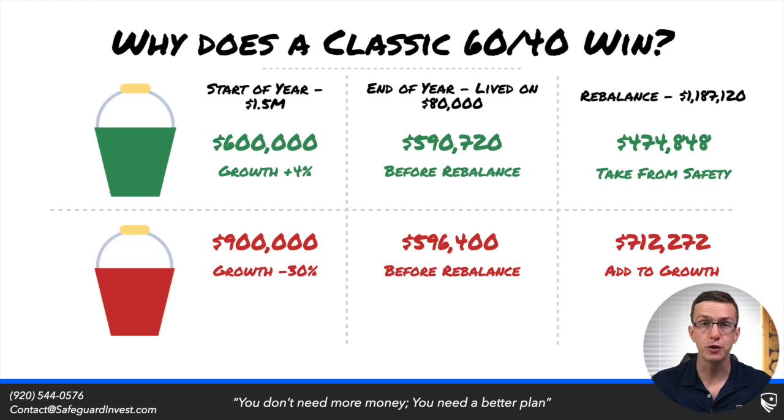Let's say stocks lose 30% in this example while bonds grow 4%. At the end of the year, with consuming $80,000 of income, you can see the balances before we go ahead and rebalance. They are basically near equal due to stock market losses. The overall portfolio is just shy of $1.2 million. And this is where a classic 60-40 portfolio would have to make a difficult rebalance.